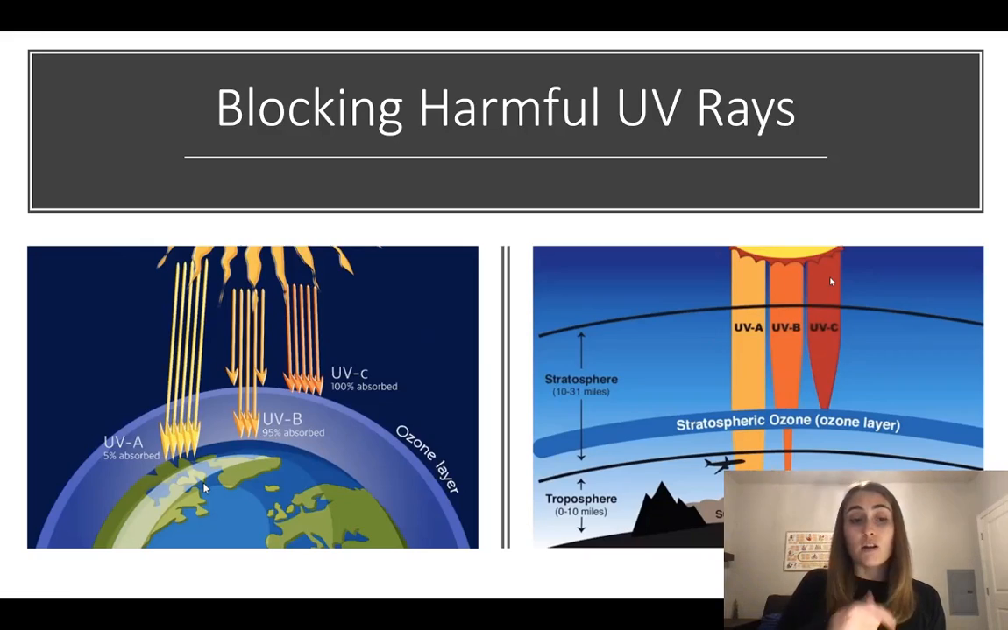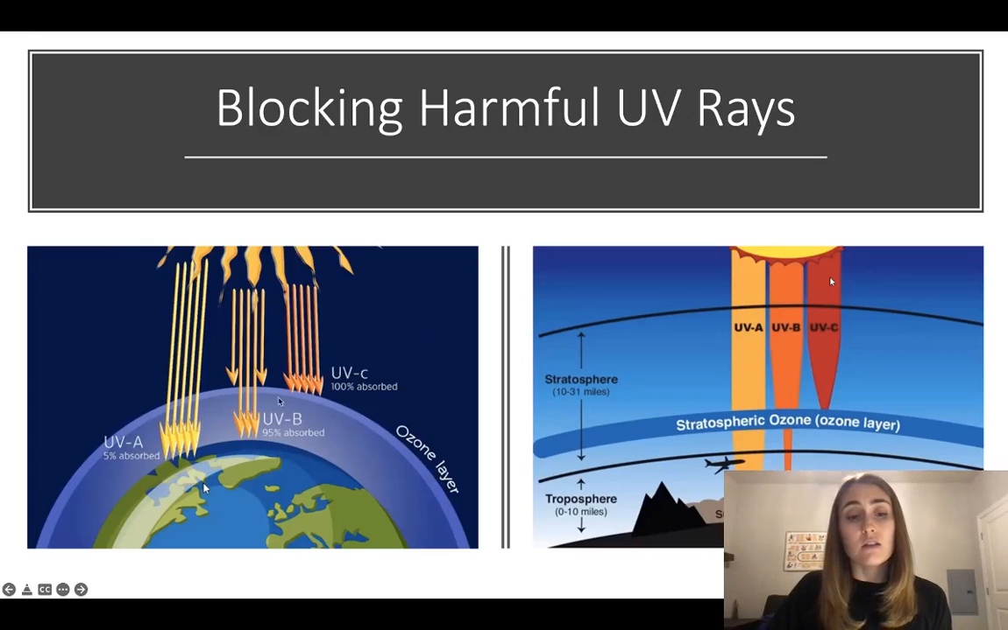So just a reminder, we actually have three different types of ultraviolet radiation. That's UVA, UVB, and UVC. Ultraviolet radiation is what we're largely concerned with for damaging biological matter, so things like skin cancer, damaging your eyes, etc.